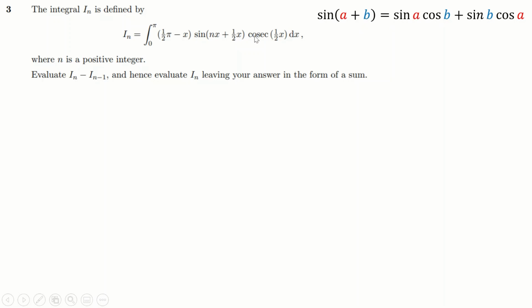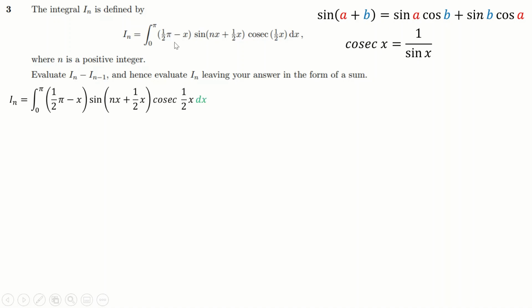And I also see this cosec. Now I need to remember that cosec is 1 over sine. Okay, I_n is just when you put n in here. So I've just copied out this.